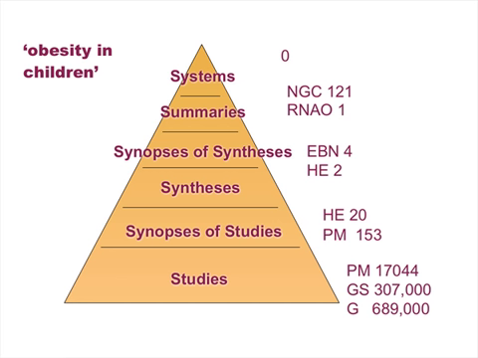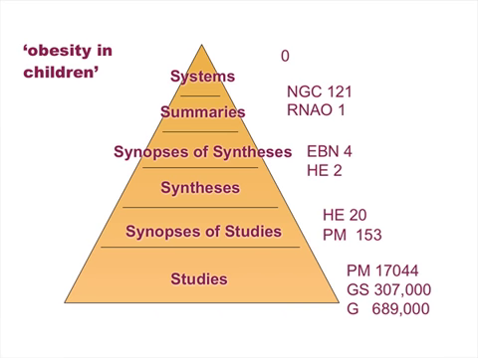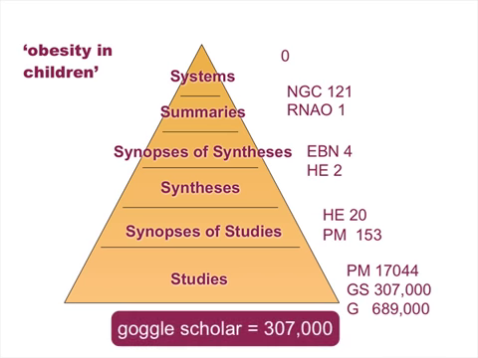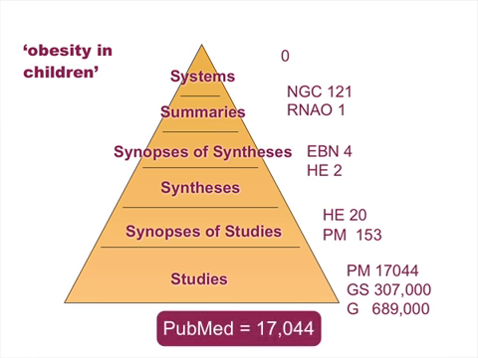Both students and staff who I interact with often start searching in Google. And in Google, when I put in obesity in children, I got 689,000 hits. And some people will say, well, I only use Google Scholar, and I get the best information that way. But the same search in Google Scholar was 307,000 hits, way too much for any practitioner to look at in a reasonable amount of time. When I searched generally in PubMed, it was 17,044 hits, again, way too many.